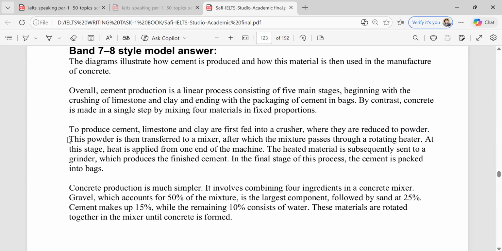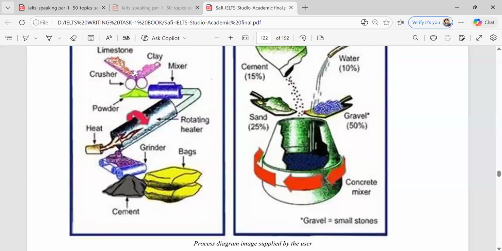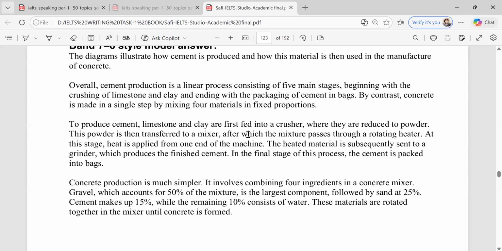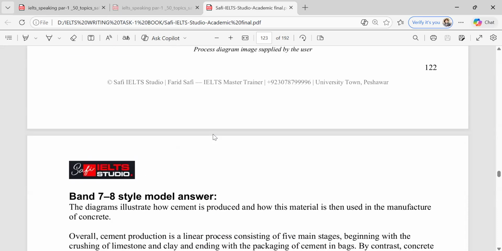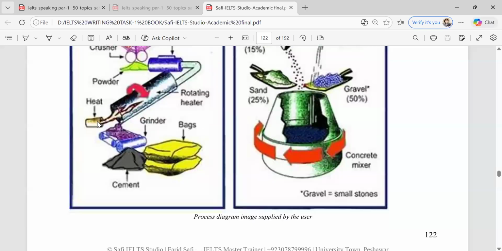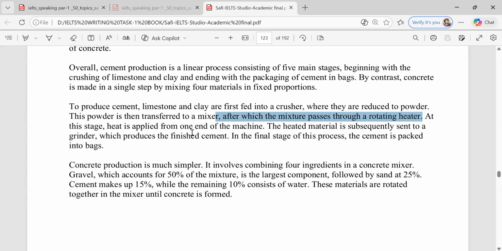After this, once we have created the powder, this powder is then transferred to a mixer. Again, it's passive. Can you see? Now here we have powder. Once we have it, it's passed through a mixer. This is your mixer. After which the mixture passes through a rotating heater. So we do have a rotating heater. The big one, this is called a rotating heater. What's the purpose of this? In order to heat. At this stage, heat is applied from one end of the machine.